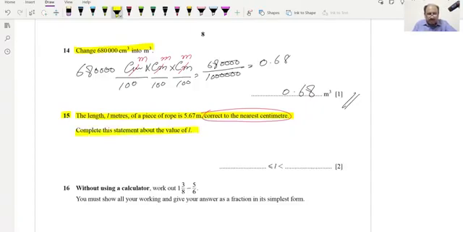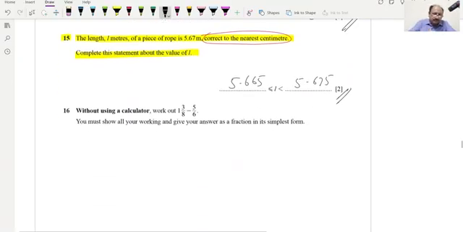So plus minus 0.5 will give us 5.675 and 5.665. And keep in mind, we cannot switch these two because of this symbol. If you switch them, you will not get 2 marks, you will get only 1 mark.